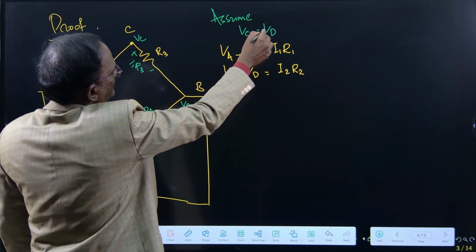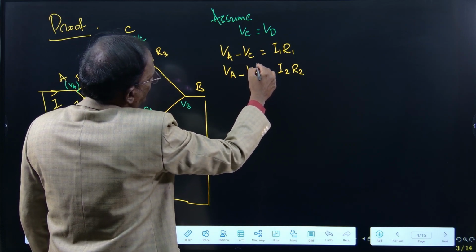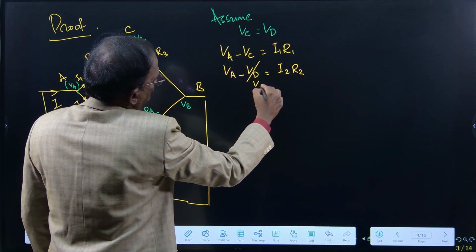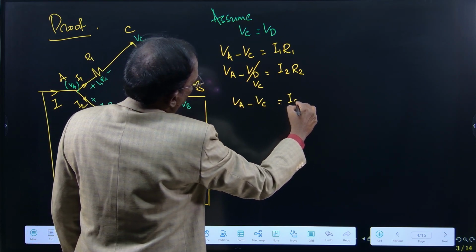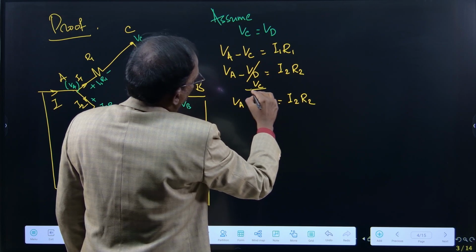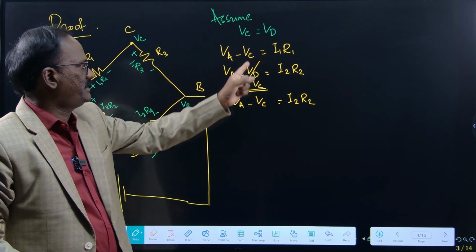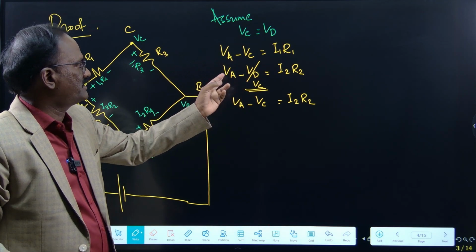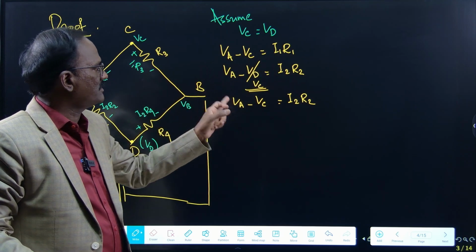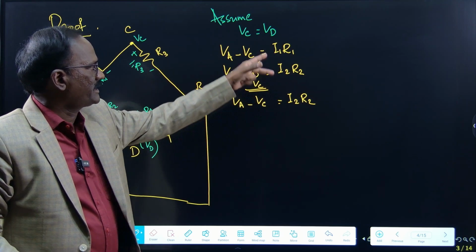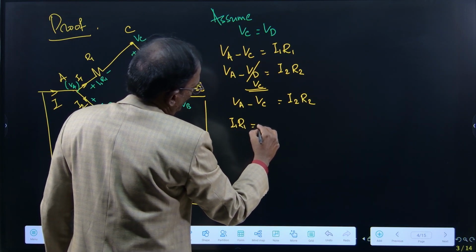What we have assumed? VC is equal to VD. So I can replace this VD as VC. So this equation will also be VA minus VC. This substitution I can make because I have assumed already VC is equal to VD. So I am writing VD is equal to VC. VC minus VC is equal to I2 R2. VA minus VC is I1 R1. VA minus VC is I2 R2. By comparing these two equations, we can write I1 R1 is equal to I2 R2.